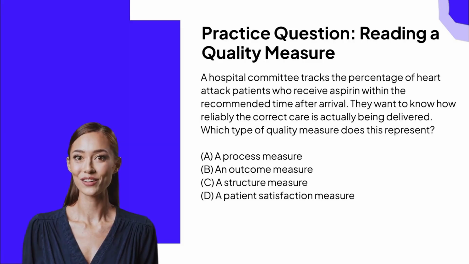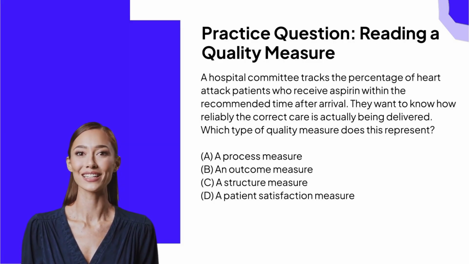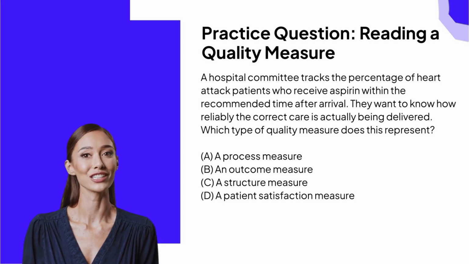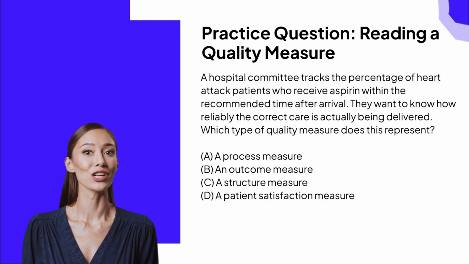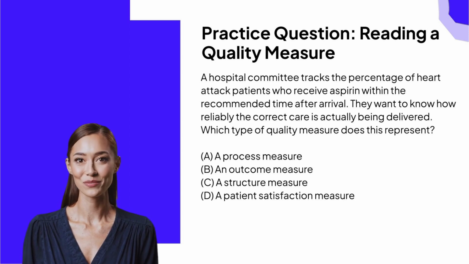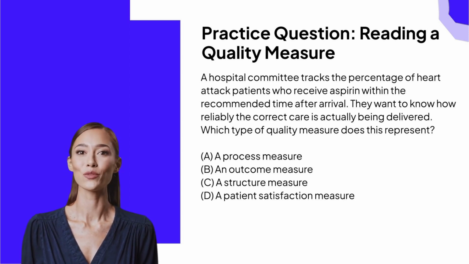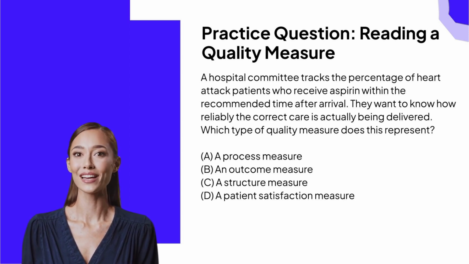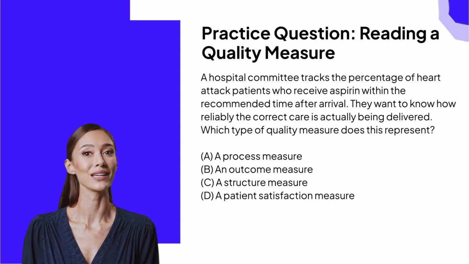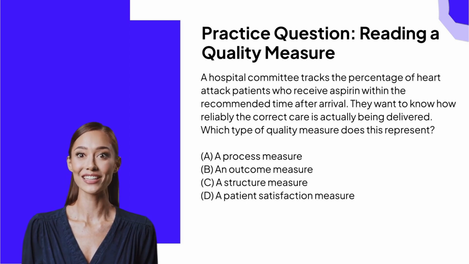Here is our third practice question, and it tests whether you can read a quality measure correctly. A hospital committee is tracking the percentage of heart attack patients who receive aspirin within the recommended time after they arrive. They want to know how reliably the correct care is actually being delivered. The question asks which type of quality measure this represents. Think carefully about whether they are measuring the setup, the action that was taken, or the result for the patient. Choose your answer, and we will reason through every option on the next slide.